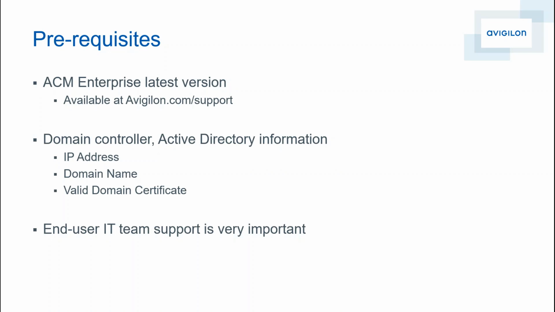updates. Domain controller, Active Directory information, so you're certainly going to need that. The IP address of that Active Directory, the domain name, a valid domain certificate is highly recommended. And throughout this process, it's advisable that you have the end user IT team support, also very important. So let's go ahead and take a look in ACM and see how that configuration is done.